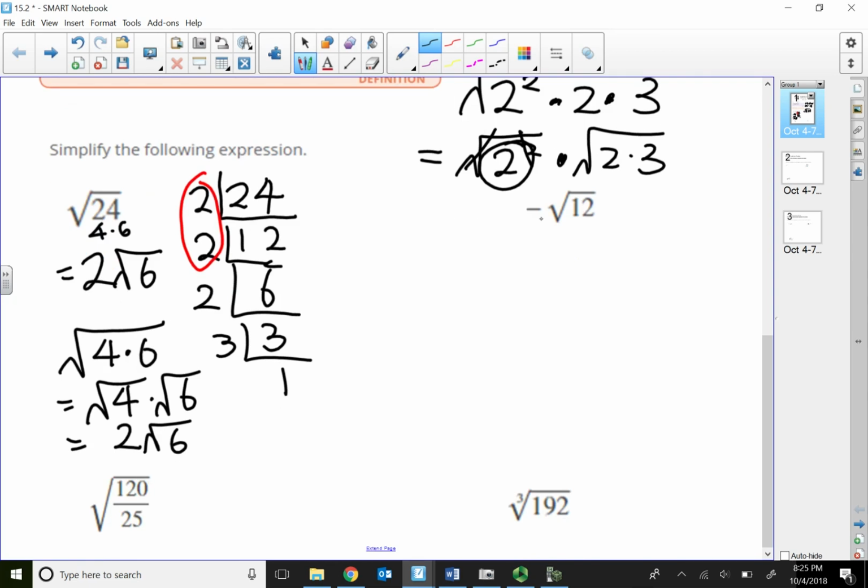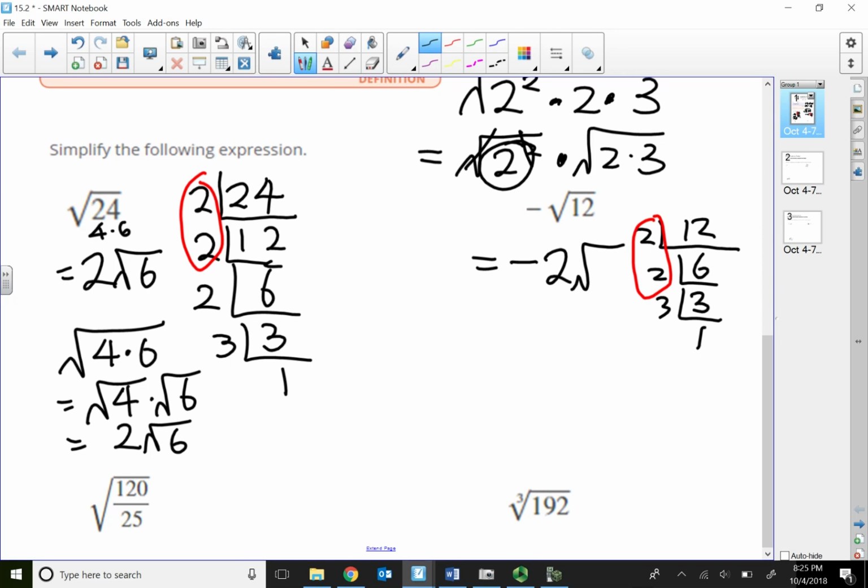Alrighty, let's take a look at this 12. This negative sign outside the radical will still keep my answer negative. For 12, I'm going to show you this again. I'm going to break it down using prime numbers: 2 goes into 12 six times, 2 goes into 6 three times, 3 goes into 3 one time. What I'm looking for is two of the same number to go outside as one, since I'm dealing with a square root. So these two 2's will go outside of my square root as one 2. Since there's only one 3 here, it cannot go outside because I need two of the same number to go outside. So the 3 will remain inside the square root.